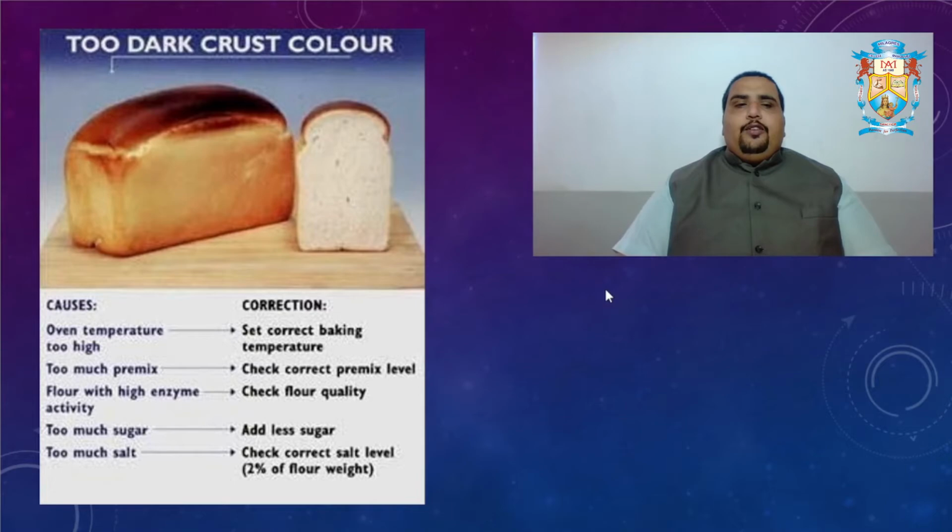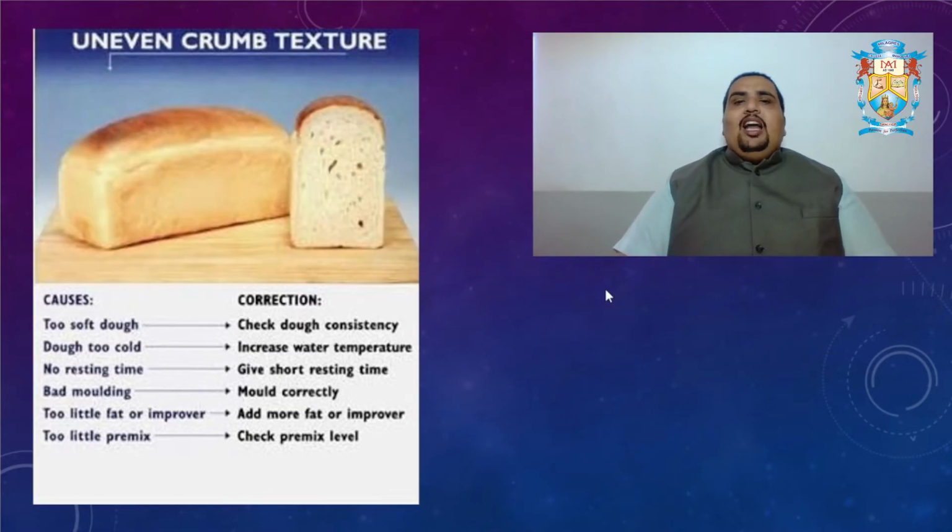Next we will go to uneven crumb texture. What do you mean by this uneven crumb texture? The texture of the external crumb, or the exterior of the bread, is very uneven. There are ups and downs, there are bumps. It is not smooth, it is not fine. So that is also one of the faults in the bread.